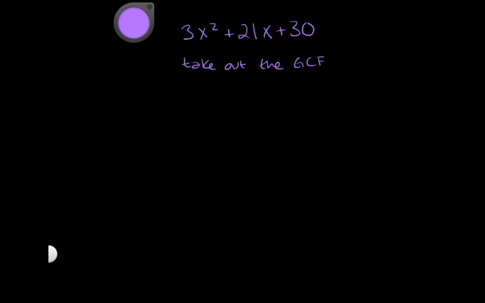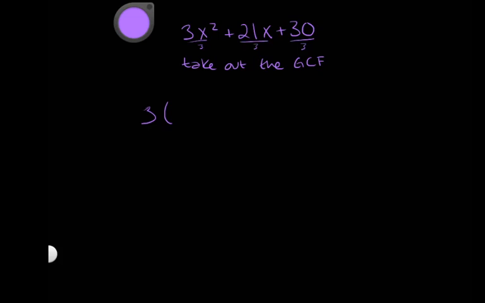So greatest common factor between 3, 21, and 30. Well, it can't be any bigger than 3, right? 3 is our smallest number, so it can't be any bigger than our smallest number. But 3 works for all of these. So we're going to take out the 3, and we're going to divide everything that's left by 3, right?